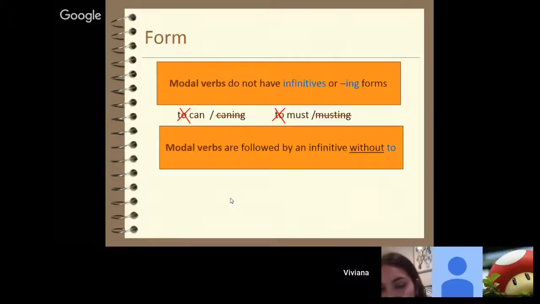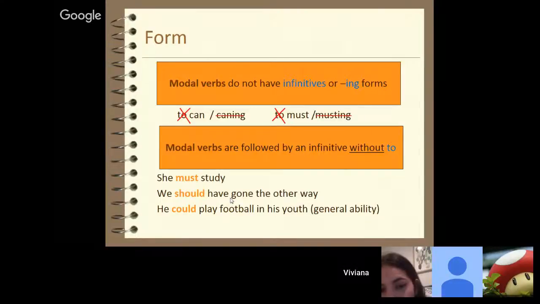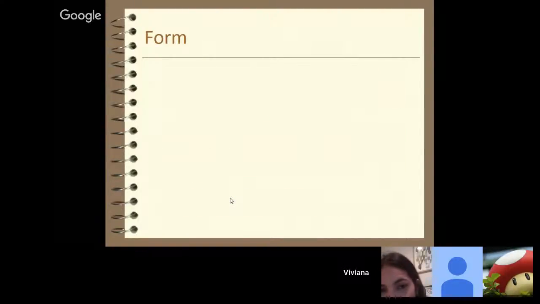Modal verbs are followed by an infinitive without to. She must study. We should have gone the other way. He could play football in his youth. General ability. We don't say she too must study or she must think study. No. We say only we must study, we should have, etc.